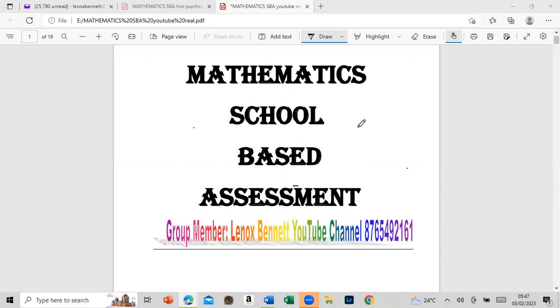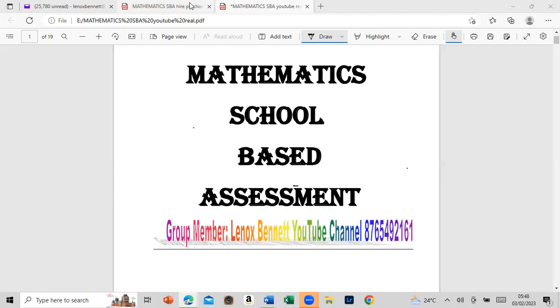So it says school-based assessment and it's group members, then explain. Of course, you guys will put your group members if you choose to do it in a group, or if you choose to do it individually, you put your name on it, school and whatever. Alright, so let's get right into it.